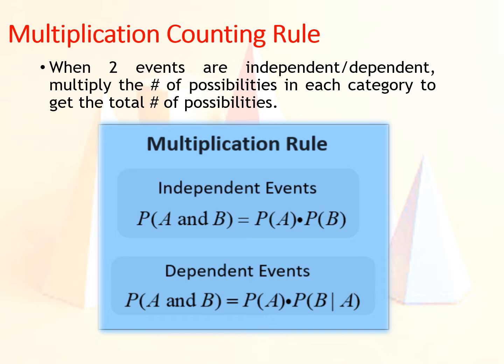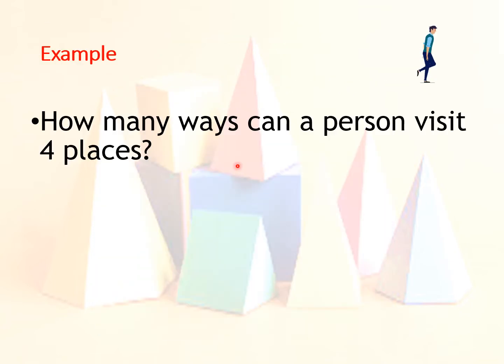Now let's move on to the multiplication counting rule. When two events are independent or dependent, multiply the number of possibilities in each category to get the total number of possibilities. For independent events, the probability of A and B equals the probability of A times the probability of B. For dependent events, the probability of A and B equals the probability of A times the probability of B given that event A happens. So let us go from the easiest to the most difficult.